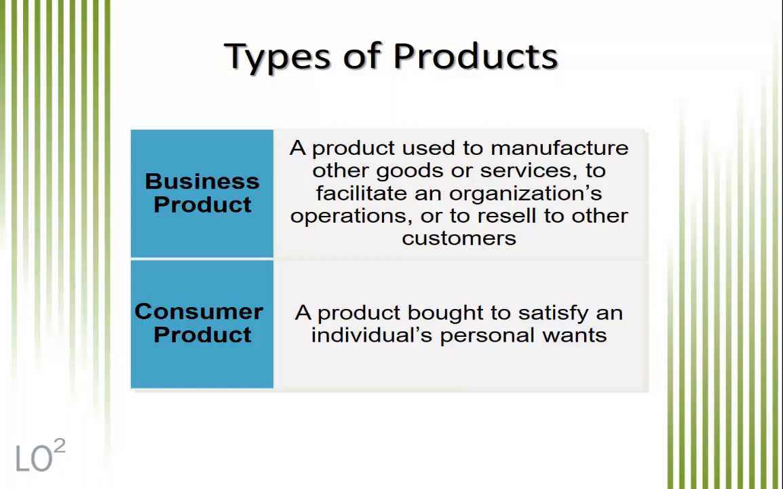Product can be classified as either business or industrial products, or consumer products. The classification as a business or consumer product depends on the buyer's intentions. First, a business product is a product used to manufacture other goods or services, to facilitate an organization's operations, or to resell to other customers. But consumer products are products bought to satisfy an individual's personal wants.